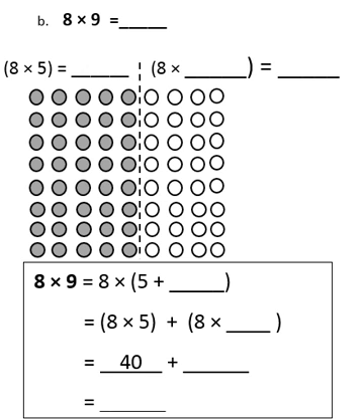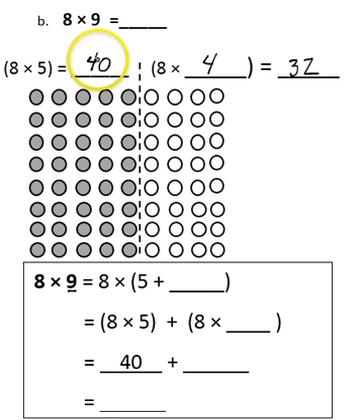Here's another example. This time the problem is 8 times 9. Again, we started off with an array that shows 8 rows of 9 dots. We're going to break that apart into 8 rows of 5 dots and 8 rows of 4 dots. 8 rows of 5, or 8 times 5, again, is 40. And then the second part of the array is 8 times 4. 8 times 4 is 32. So we'll show down below how that helps us solve 8 times 9.